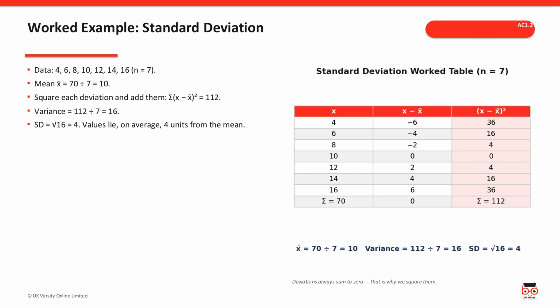The variance is 112 divided by 7, which is 16. And the standard deviation is the square root of 16, which is 4. So on average, these values sit 4 units from the mean. Notice too that the deviations themselves sum to 0, which is exactly why we square them first.